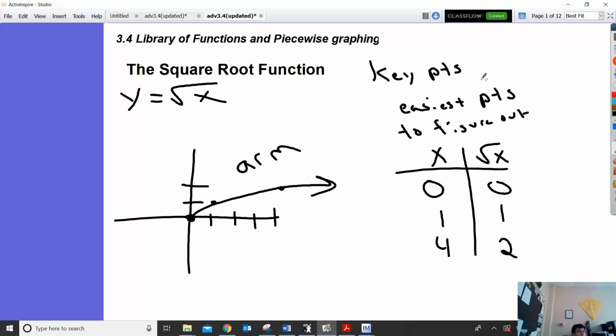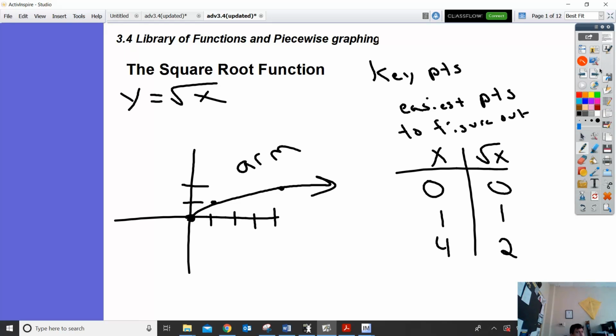In everything that we do today, we're going to focus on 3 key points, and they're going to be the easiest numbers that we could possibly plug into something.